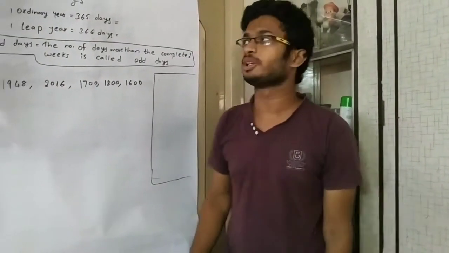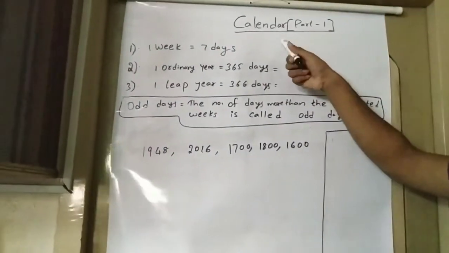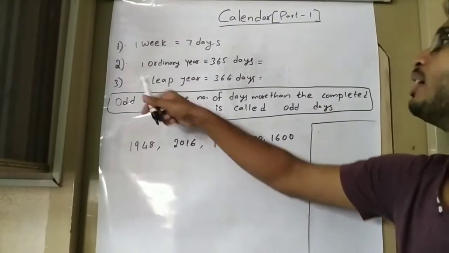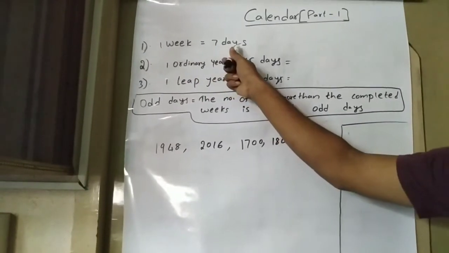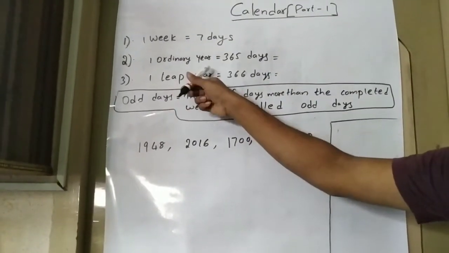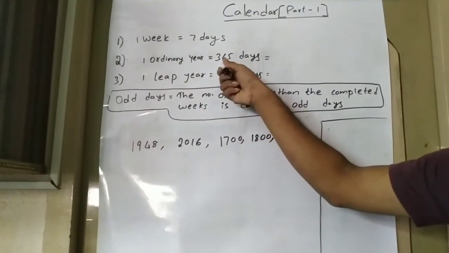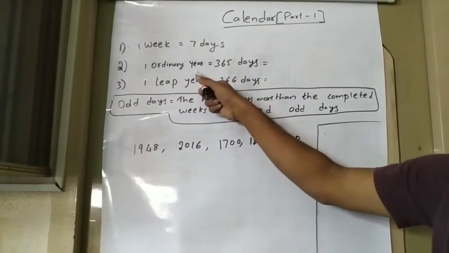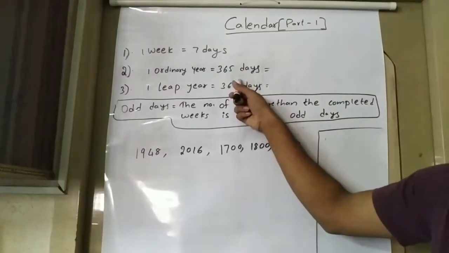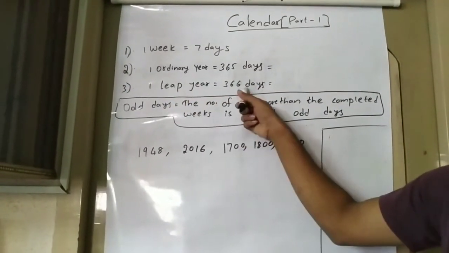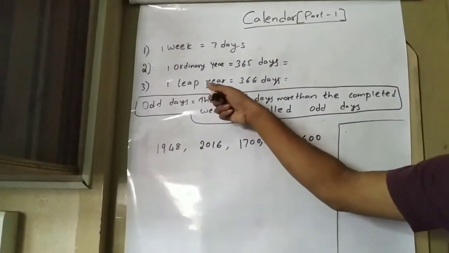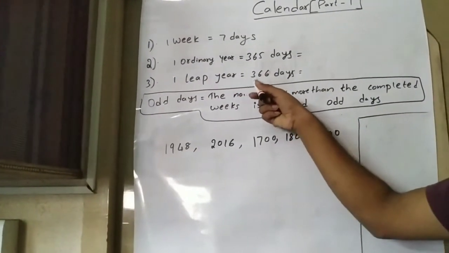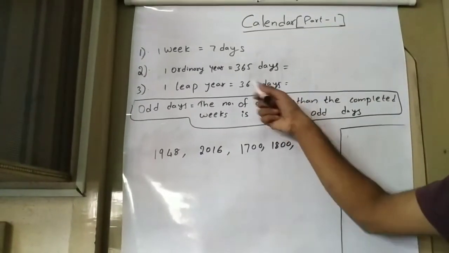So today our topic is calendar. In this calendar we should know some basic steps. That is, we know that 1 week is 7 days, and for an ordinary year the number of days is 365, because for an ordinary year in February there are 28 days. In a leap year there will be 366 days, because in a leap year there will be 29 days in February.